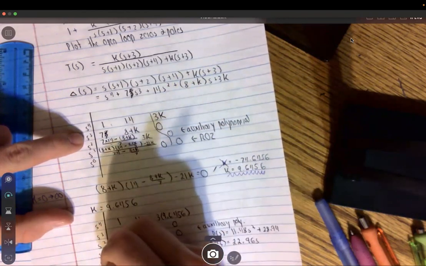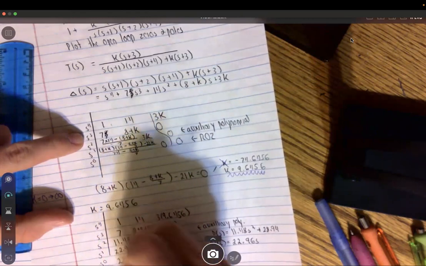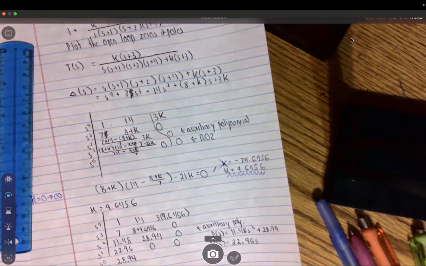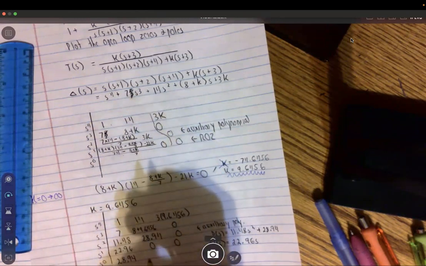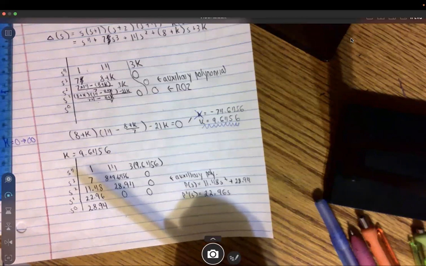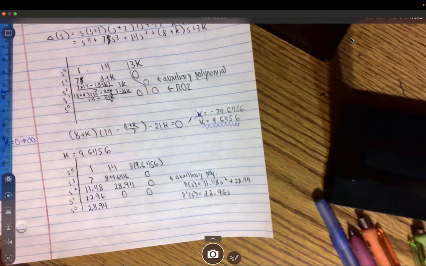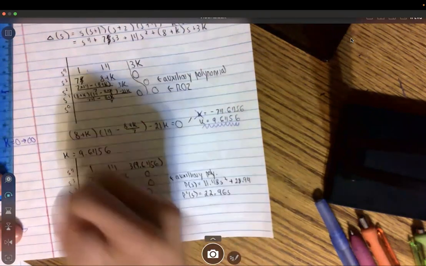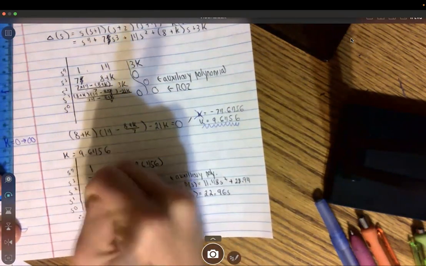And then what you're going to notice is that for your last row, the 28.94, you do the determinant and take the negative of it. Now we've got all those. For our j omega crossing, notice that within this there is no sign change. So it is stable. Our roots are going to be on the j omega axis, and we have all stable poles because there's no sign change.